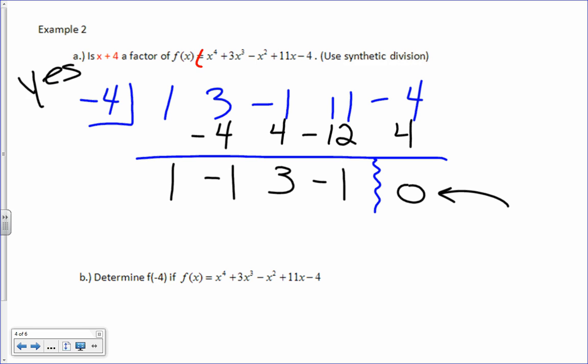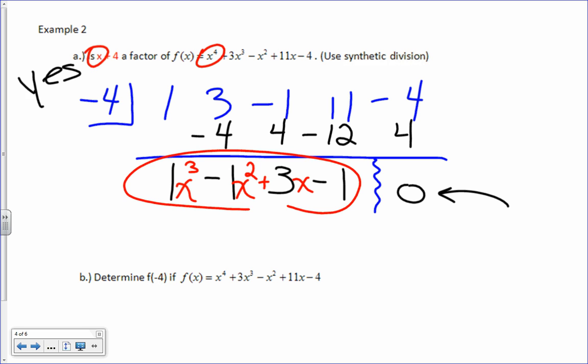It really was x to the 4th to begin with. I took one of them out, so this would be x to the 3rd, x squared plus 3x minus 1. So if I were to take this x to the 3rd minus x squared plus 3x minus 1, and I were to take it times x plus 4 and multiply it all out, what would I get? Yeah, the x to the 4th plus 3x to the 3rd minus x squared plus 11x minus 4. Multiplication and division are the opposites of each other, so that would work out perfectly. It would come out to that.